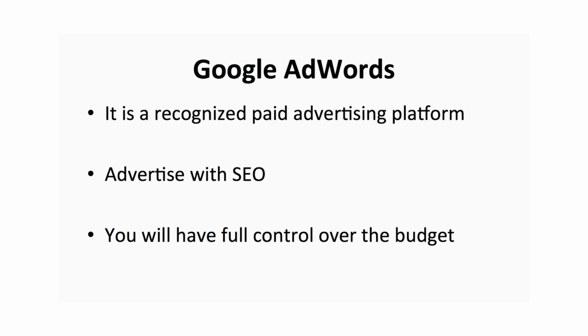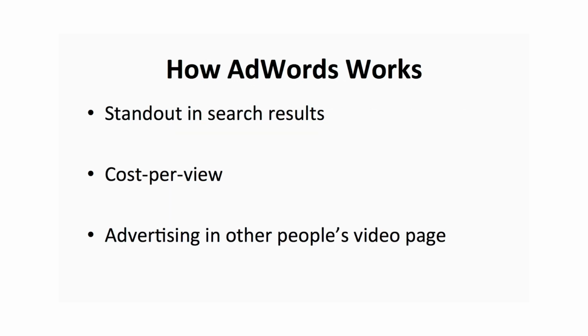Google AdWords advertises with SEO, or search engine optimization. You'll need to understand more about the keywords in your niche in order to get a good result for SEO, which I'll talk about later on in another video. With Google AdWords, the budget you are going to spend for this is fully under your own control. You get to set your own daily budget for the ad campaign, which I will talk about later on in this video as well.